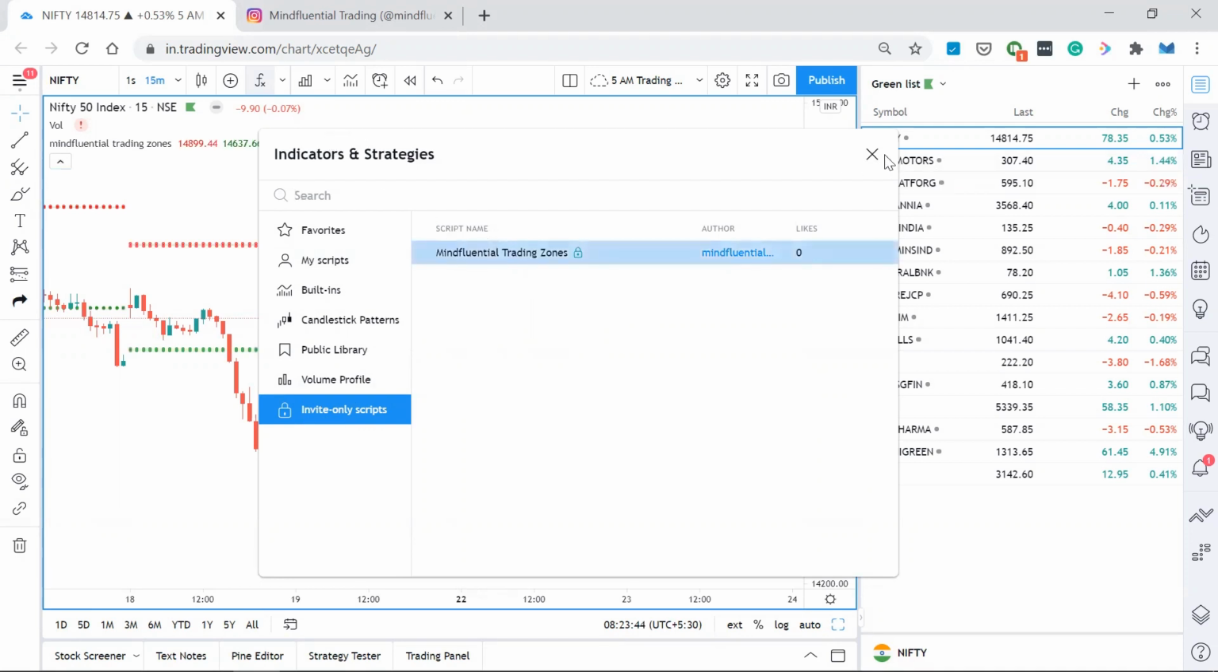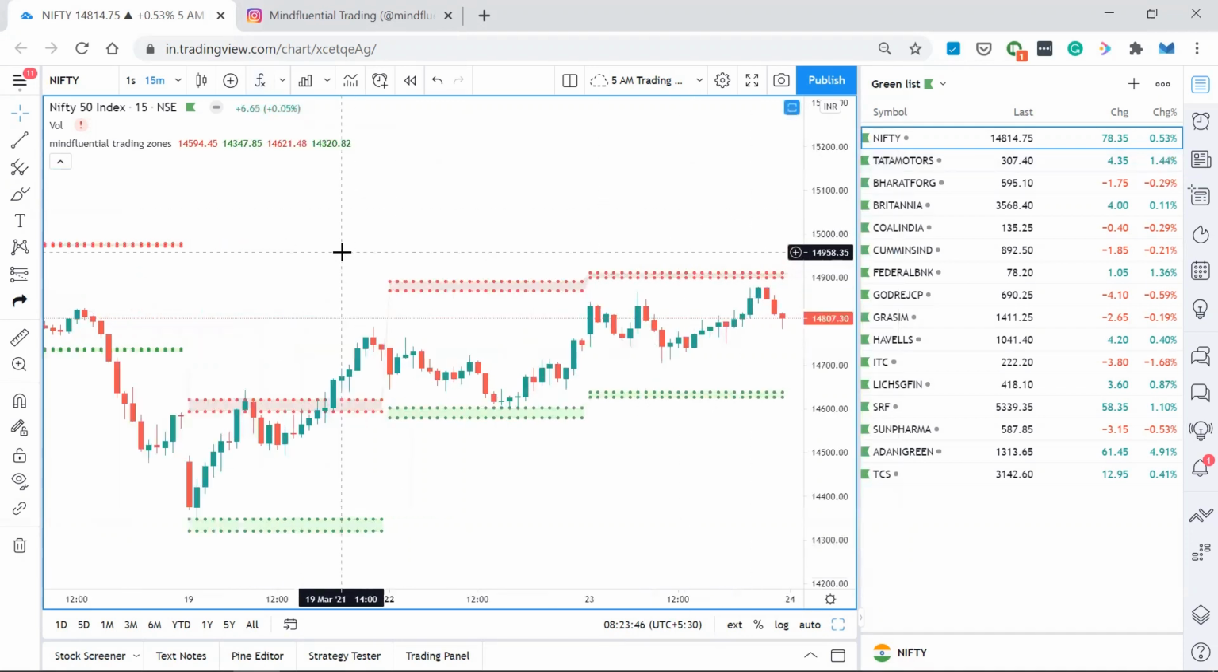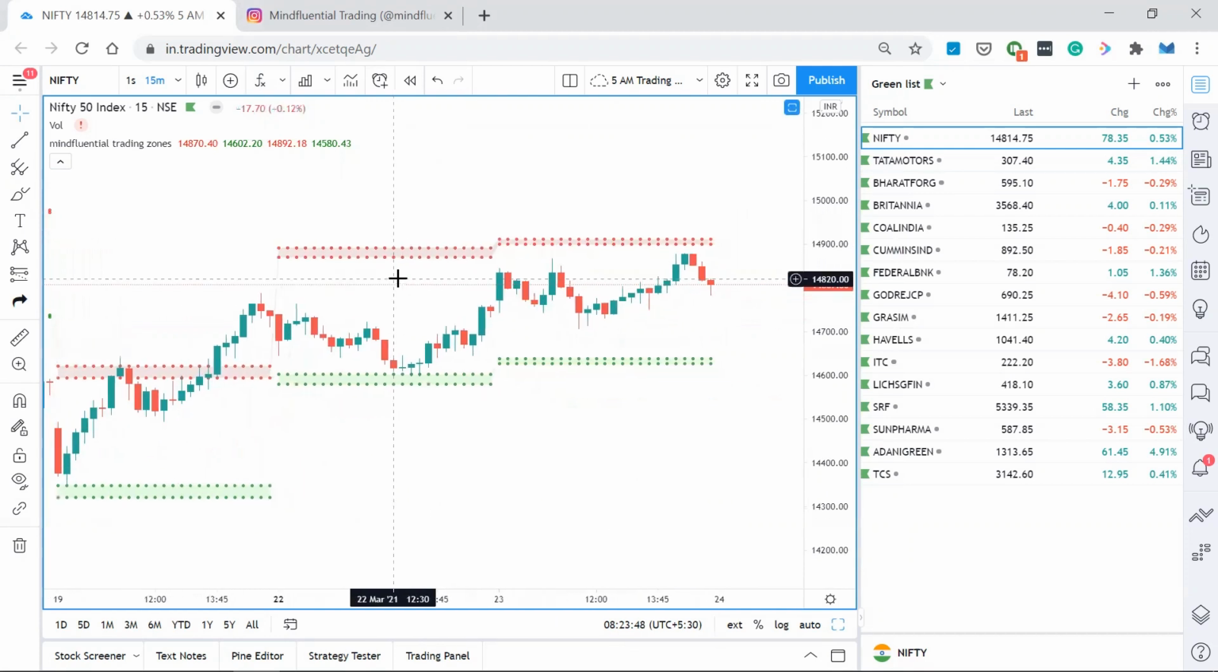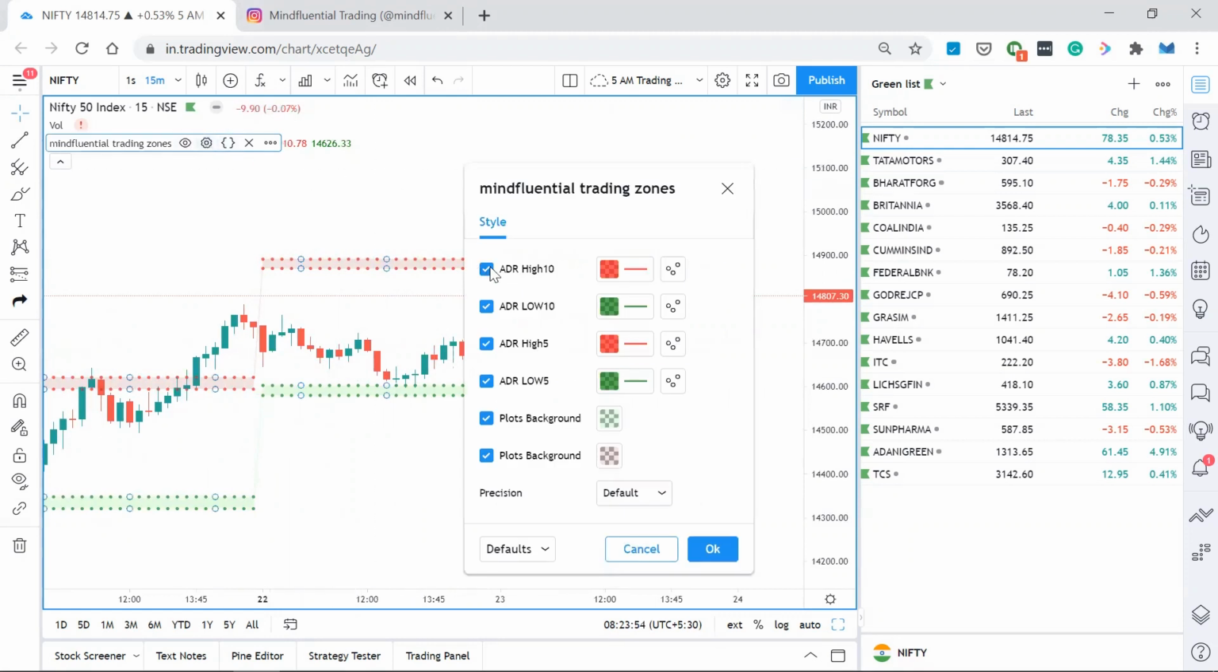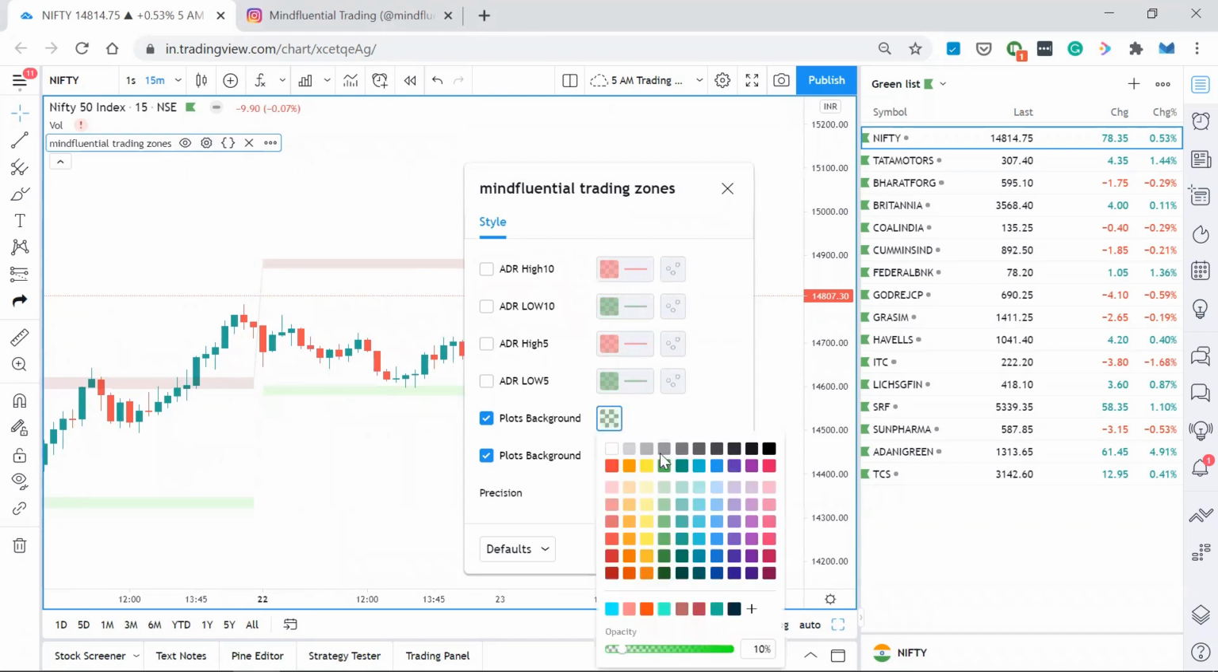Once you click on that, you can close this thing. And then you will see some zones here, right? What you do, you just go to the settings of this my influential trading zones, and then remove the first four, 1, 2, 3, 4, this ADR, low, high, etc. You remove it.